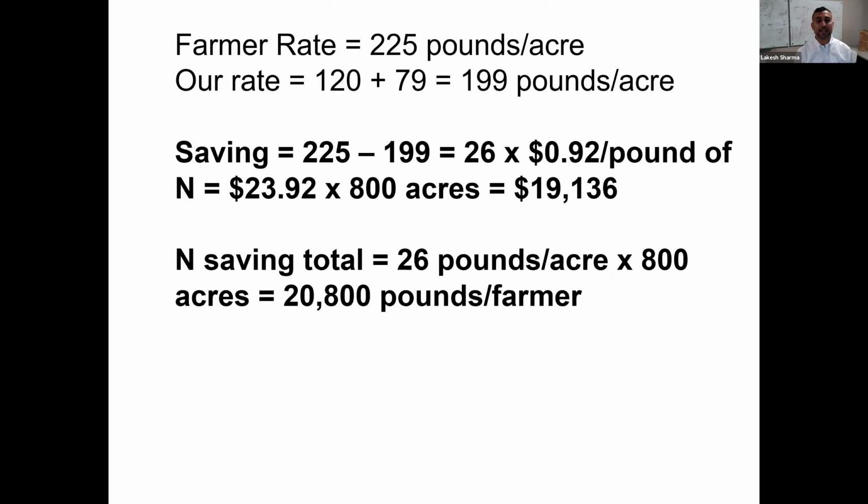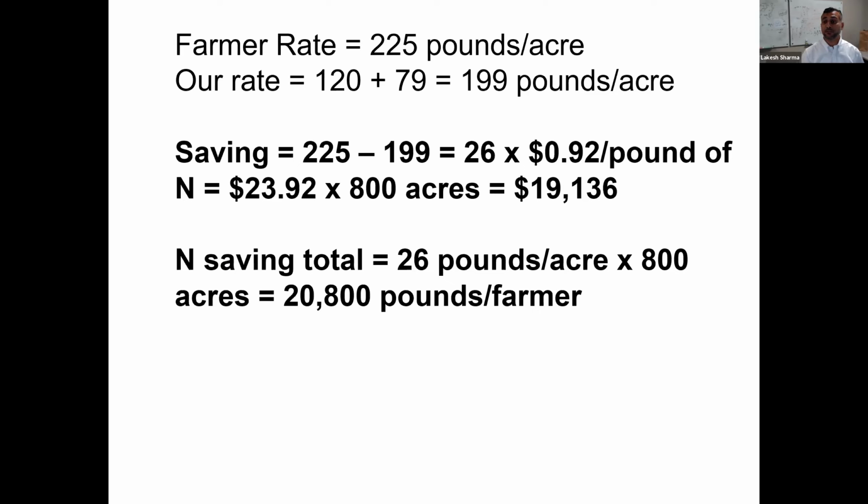And when you multiply that, if somebody has 800 acres of potatoes, the person is saving roughly $19,000 per year. That's a lot of money that person can save. So the total saving was 26 pounds per acre multiplied by 800 acres, which is 20,000 pounds of nitrogen per farmer. So it tells a story that there is a possibility to reduce the nitrogen.